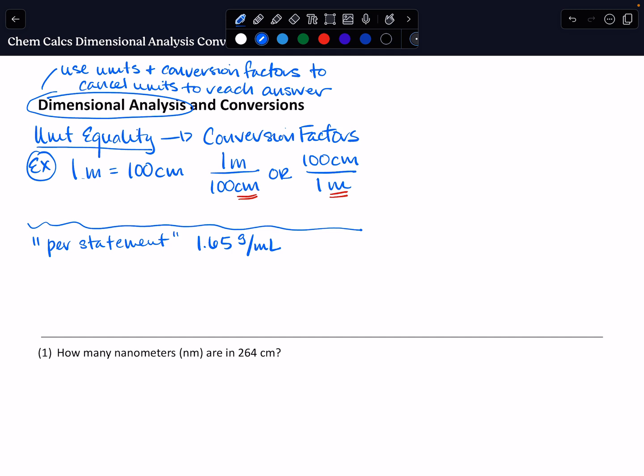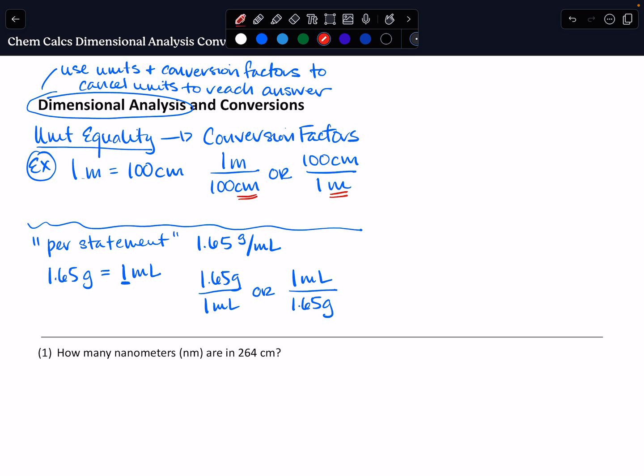Now, a per statement can be written as a unit equality. So I can rewrite this density value as 1.65 grams per 1 milliliter. You'll notice the 1 here. There's no number that accompanies the milliliter in the denominator of my compound unit, so it's understood to be a 1. So that's why I can put that in my unit equality. And then from there, similar to what I did above, I can write two conversion factors: 1.65 grams per 1 milliliter or 1 milliliter per 1.65 grams.